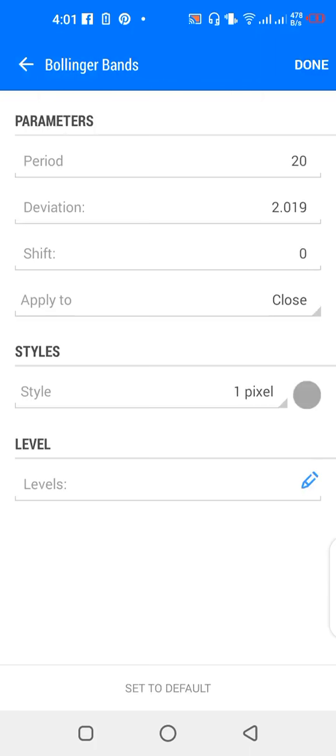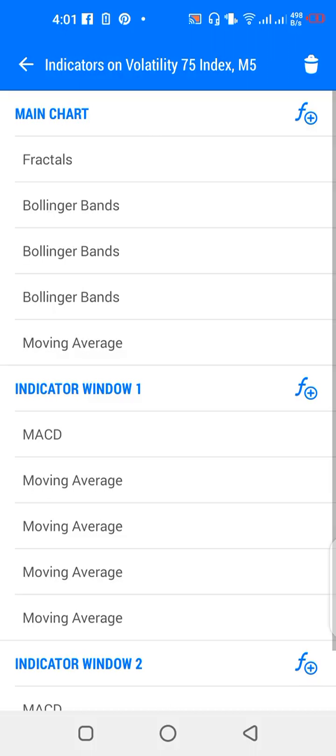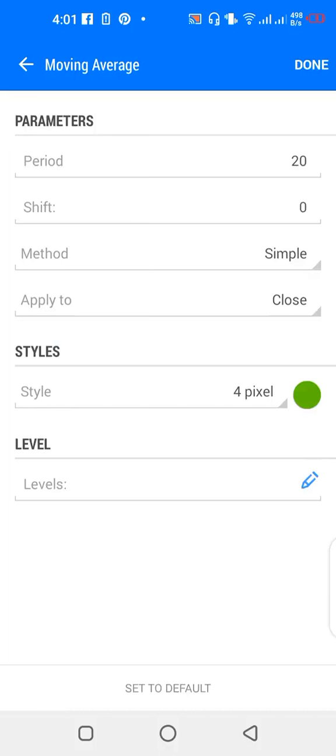On my third Bollinger Bands, the period is 20, deviation is 2.019, shift is 0, apply to close, and the color is gray. While the last indicator on the main window, I have moving average. The period is 20, shift is 0, method is simple, apply to close, color is green.